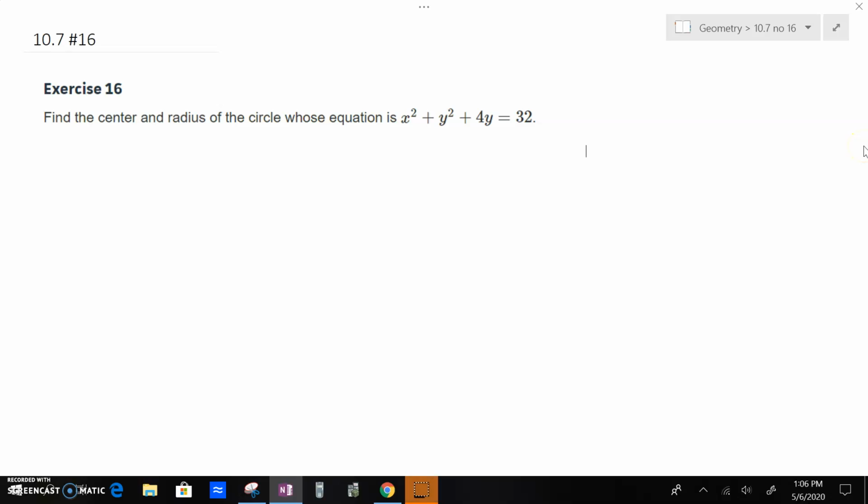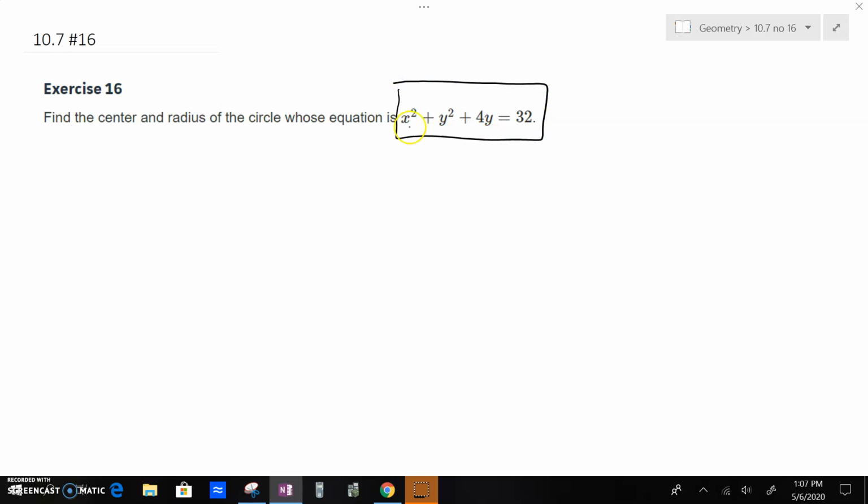Okay, this is a walkthrough on question number 16 from the homework on 10.7. They're asking us to find the center and radius of a circle, and then they're giving us an equation for that circle. They also ask us to graph this, but I think once we have the equation, or once we know the center and the radius, the graphing piece probably won't be so bad, and we'll do that too at the end. So we're given an equation for a circle.